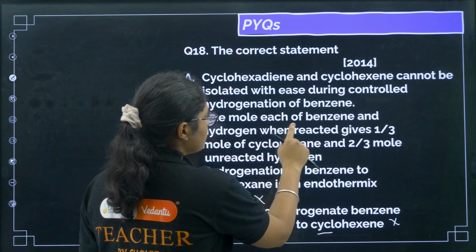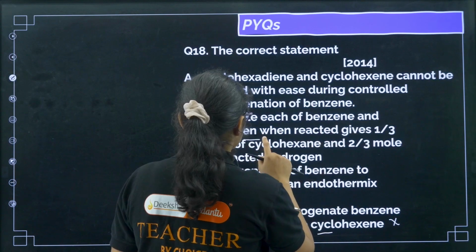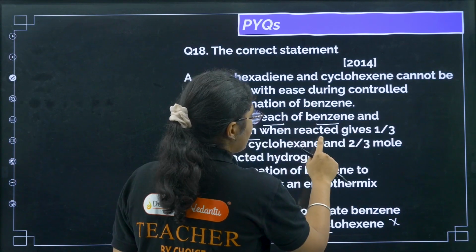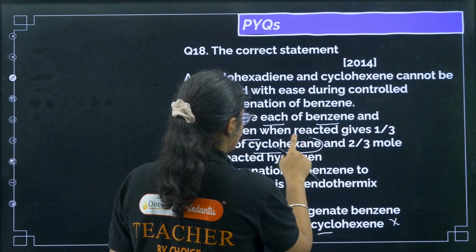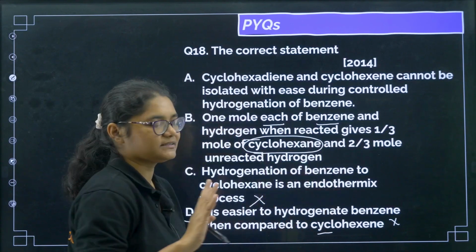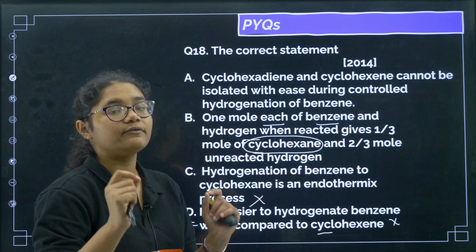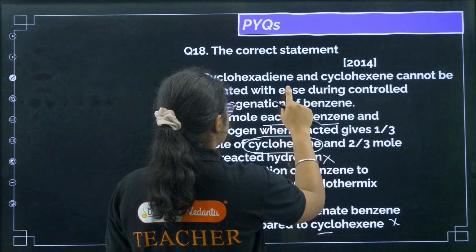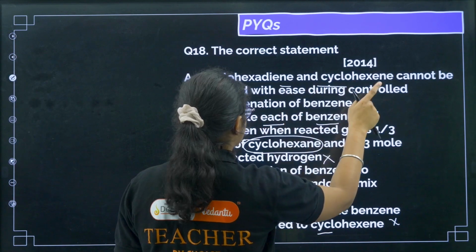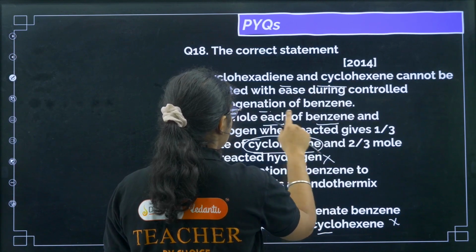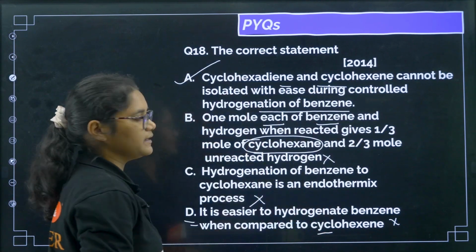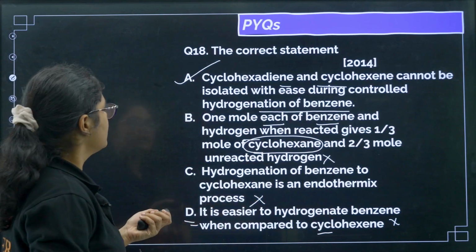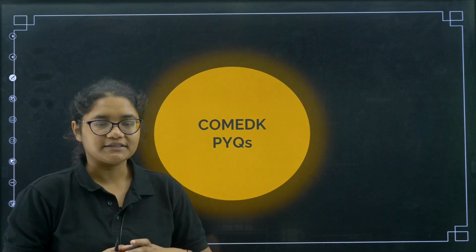Next, 1 mole each of benzene and hydrogen when reacted gives 1/3 mole of cyclohexane. No, no cyclohexane will be produced if you use only 1 mole of hydrogen. So that is why this is also incorrect. This statement is correct: cyclohexadiene and cyclohexene cannot be isolated with ease during the controlled hydrogenation of benzene. The reaction is so fast, it is very difficult to separate them. So this was the question from KCET.